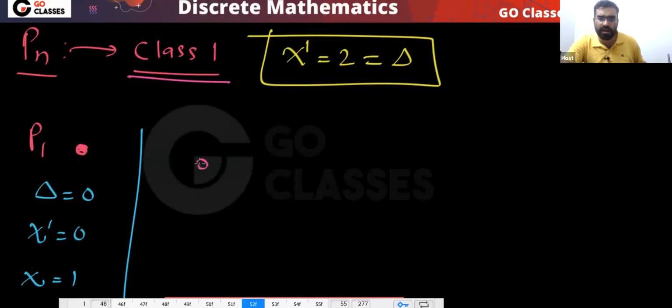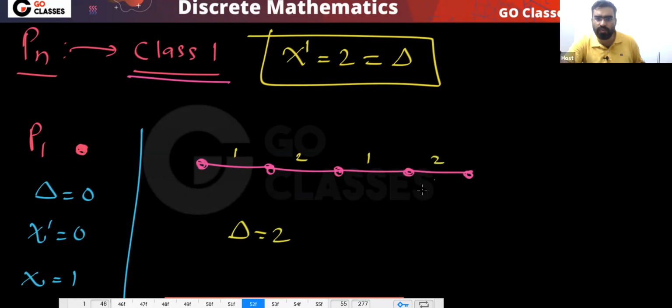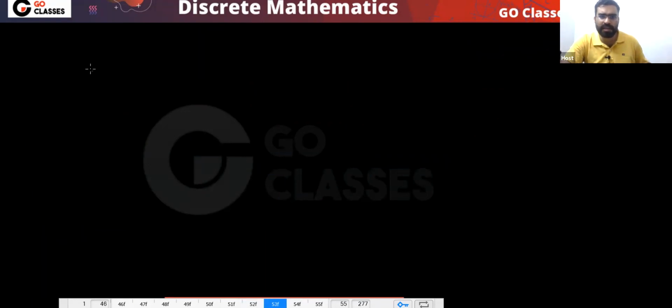So for any Pn you take, you can notice that the maximum degree is 2 and you can give colors 1, 2, 1, 2. So the edge chromatic number will also be 2. So these are class 1 graphs.